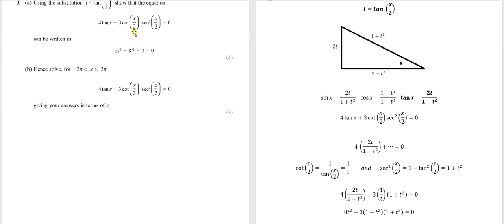The original equation looks the same as this. Sometimes there'll be a slight difference. Perhaps they would have given tan 2x and cot x and sec squared x, but in this case, it is identical. It's worth checking to see if there are any transformations that have taken place.